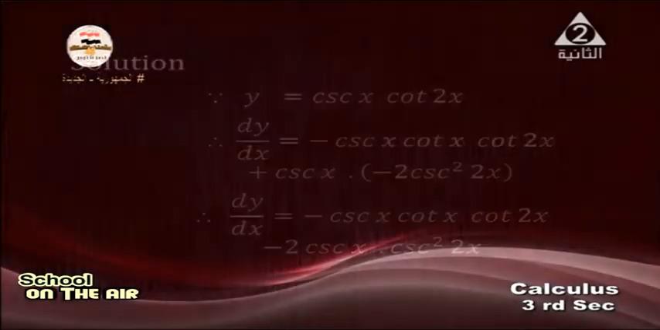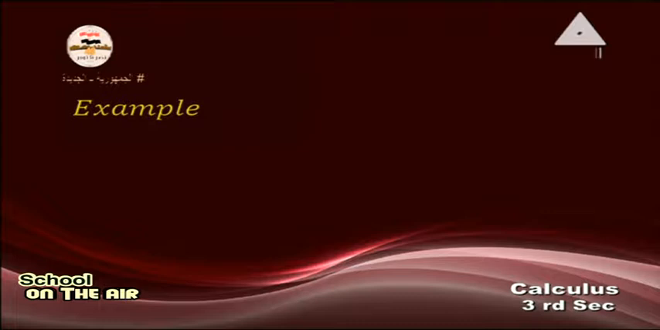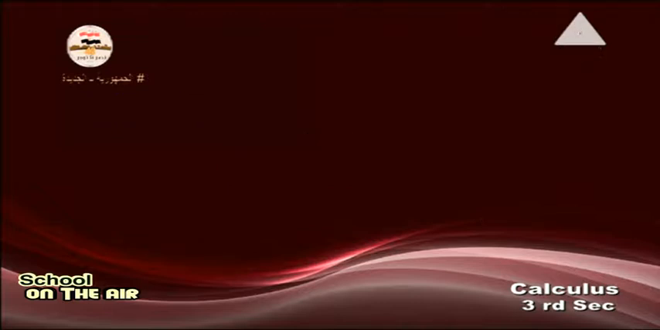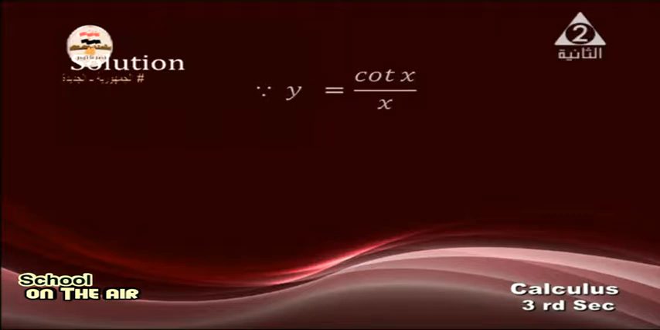Now another example. If y equals cotan x over x, find dy dx. The function y equals quotient of two differentiable functions. y equals cotan x over x.